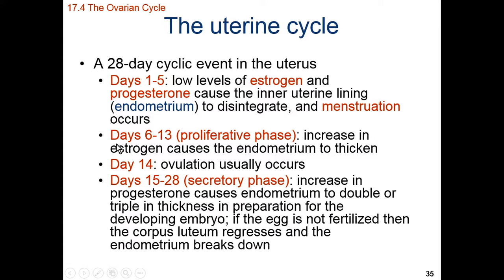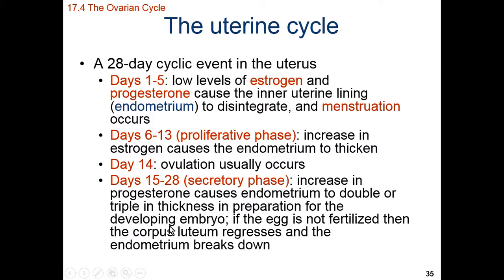And after, during days 6 through 13, the endometrium regrows, it regenerates itself. The increasing levels of estrogen from days 6 to 13 of the ovarian cycle cause the endometrium to thicken within the uterus. Day 14 is ovulation in the ovarian cycle, and day 14 helps to separate the proliferative from the secretory phase. During the proliferative phase of the uterine cycle, the endometrium is growing much thicker. During the secretory phase, the endometrium grows even thicker, and it also develops glandular secretions known as uterine milk within the endometrium.